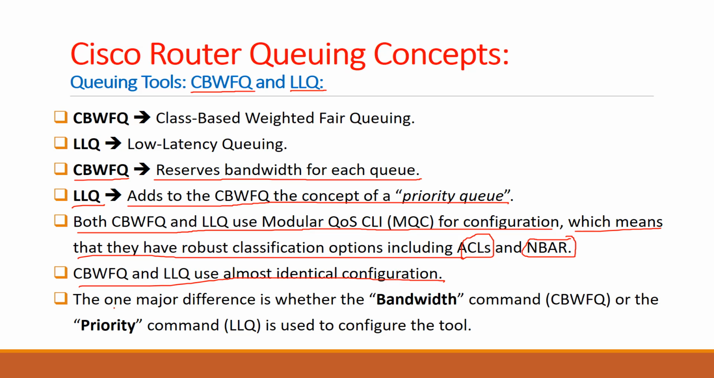What is the difference? The one major difference is whether the bandwidth command for class-based weighted fair queuing or the priority command for low latency queuing is used to configure the tool. The configuration is very simple, by the way, as you will see later. To differentiate between the two tools, class-based weighted fair queuing uses the bandwidth command, and low latency queuing uses the priority command.